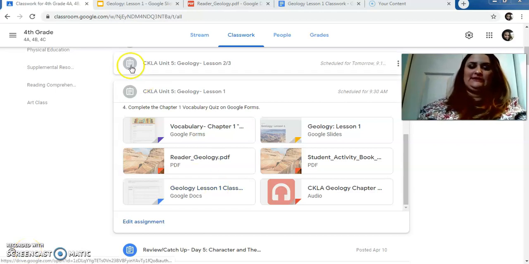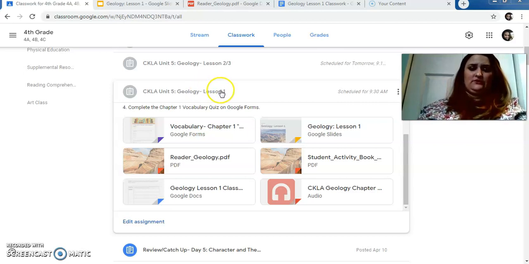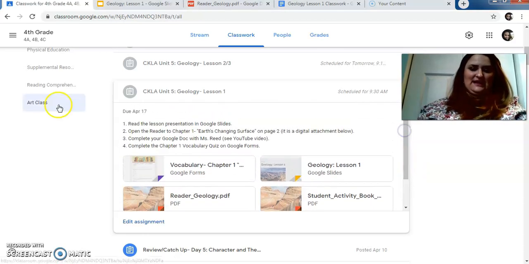So today you are starting a new unit for ELA from our CKLA curriculum. The topic is Geology. When you click on Google Classroom today, you'll see it says Geology Lesson 1. The directions: read the lesson presentation in Google Slides. That's this right here. You'll click on it.